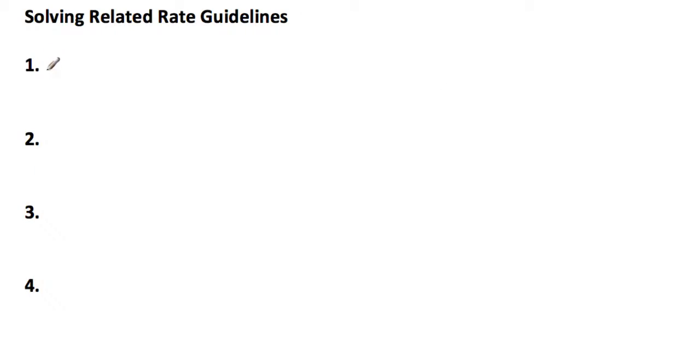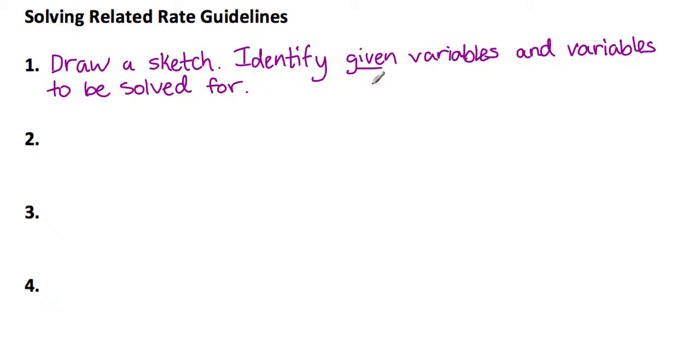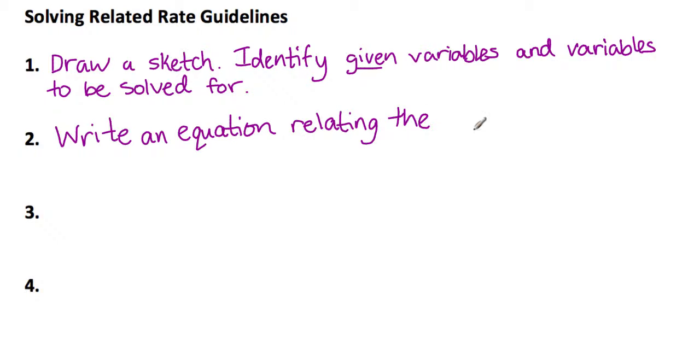Before we actually solve any related rates word problems, I'm going to give you some guidelines. Okay, so the first thing you want to do is draw a sketch of what's happening in the scenario. They're going to give you a word problem. You need to figure out what it is they're talking about. So draw a picture of it. Then identify the given variables and the variables to be solved for, and go ahead and label your picture with those variables. The second step is to come up with an equation that is relevant to the situation.